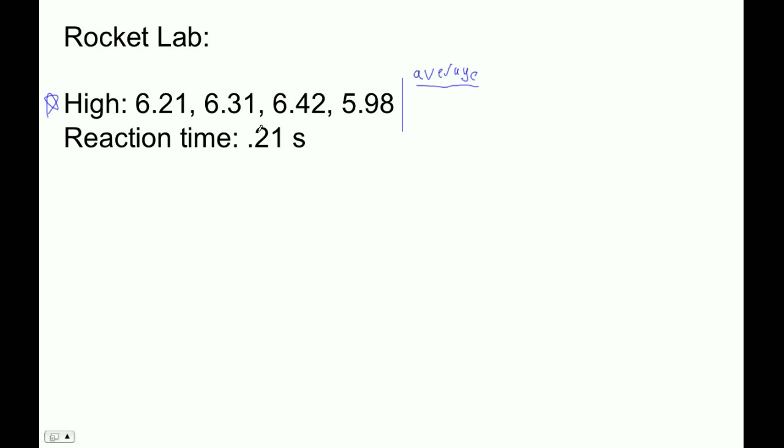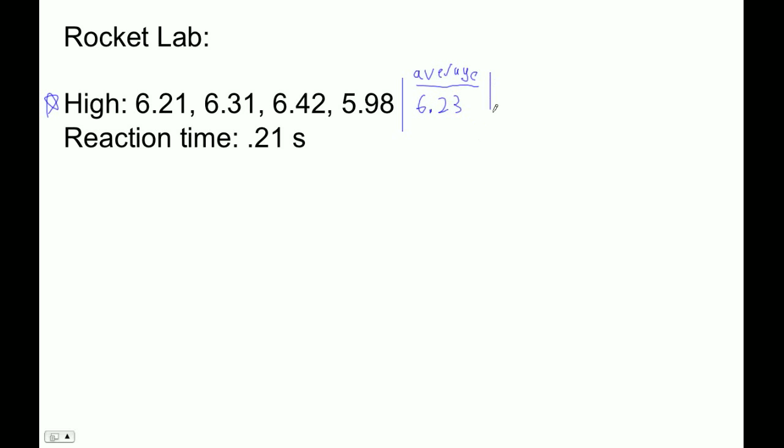So I'm going to go 6.21 plus 6.31 plus 6.42 plus 5.98 and divide by 4. Except I've got to actually type them in correctly. Okay, here we go. I'm sort of excited by this. Let's see, 6.23. So I get 6.23 as my average. Comes out nice and even, coincidentally.